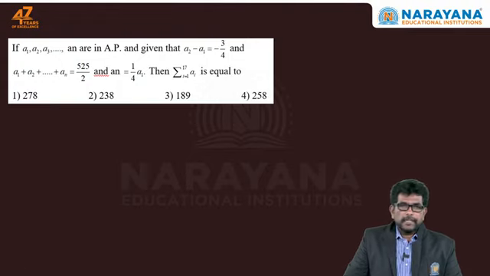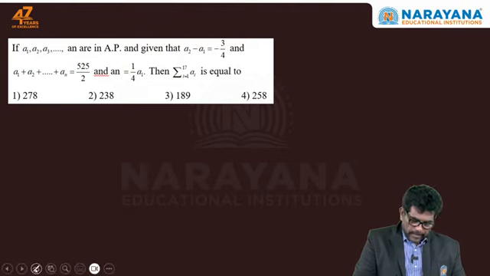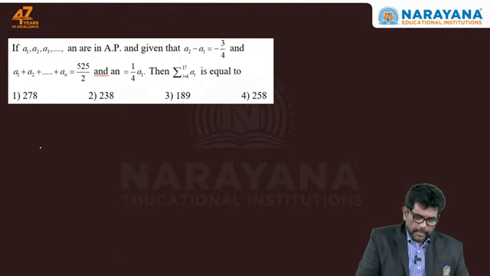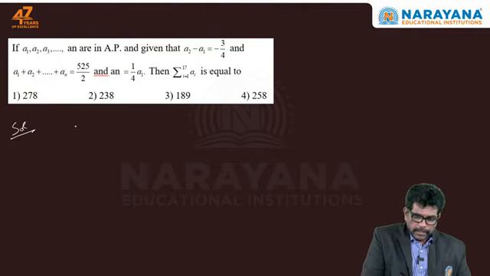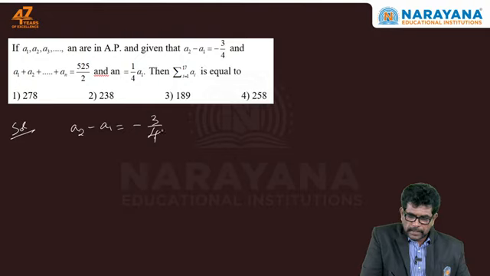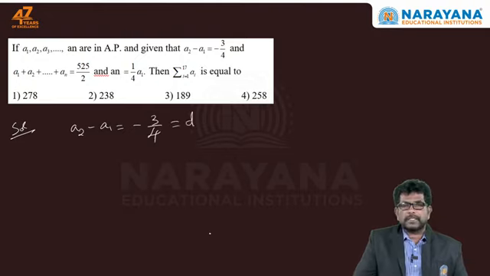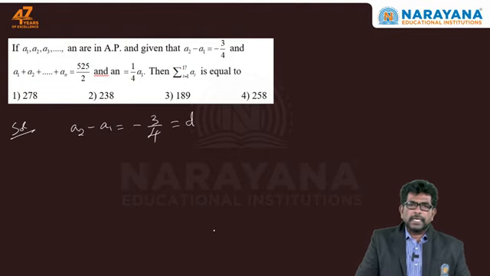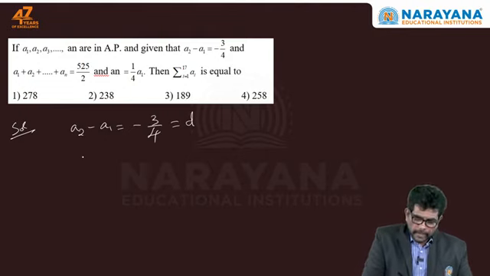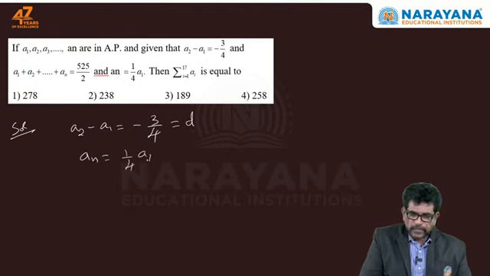It is lucky. So, here A1, A2, A3 and so on, AN are in AP. The given sequence is AP such that A2 minus A1 is given. A2 minus A1 is equal to minus 3 by 4. It is nothing but the common difference of AP. The common difference of AP is minus 3 by 4. Next, there is one condition given. AN is equal to 1 by 4 times of A1.